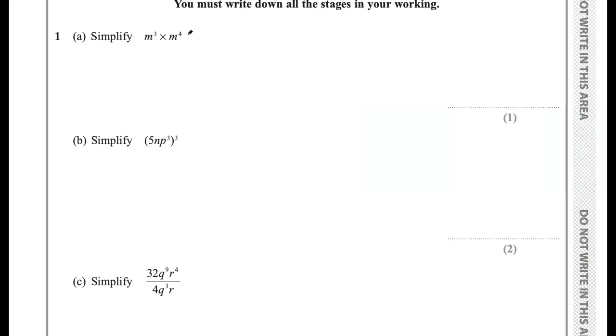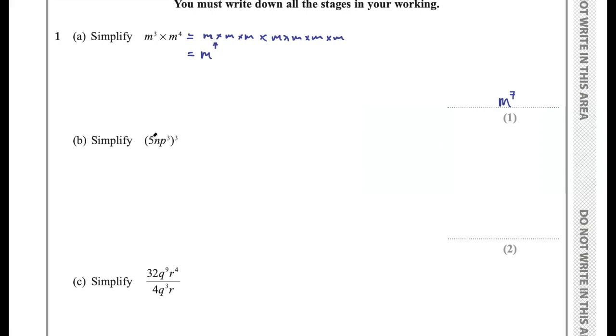You could always write this in extended form, so m to the power 3 is like m multiplied by m multiplied by m, and this is multiplied by m to the power 4, which is m multiplied by m multiplied by m multiplied by m. And then you see, well, this is m times itself 7 times, which is m to the power 7. But if you know your index laws, you can jump straight to this answer of m to the power 7 by seeing that we can add the powers. So m to the power 3 multiplied by m to the power 4, we add those powers and we get a final answer of m to the power 7.